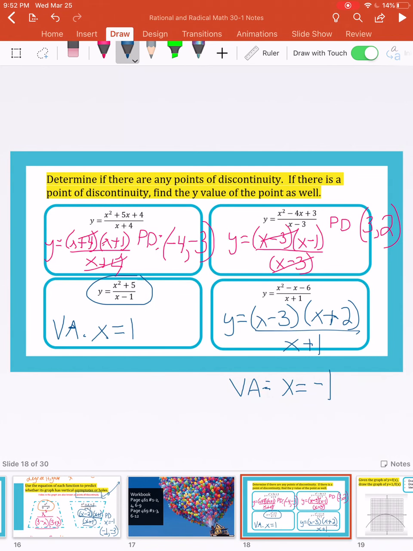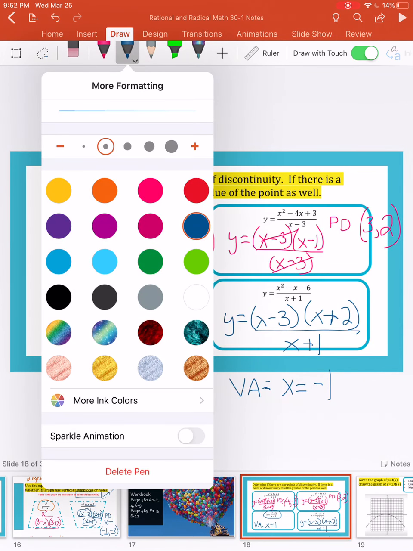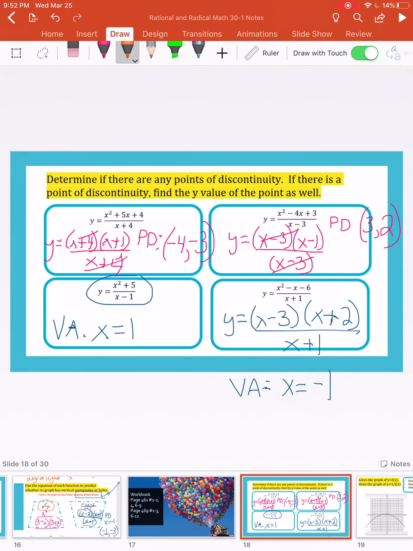Okay, and let's actually backtrack and just see if there's any horizontal asymptotes with these examples. So here in my first one, actually all of them, all 4 of these examples, the degree of the numerator is higher than the degree of the denominator. So if you look back at our last slide or what we talked about earlier, you would know that there are no horizontal asymptotes for any of these 4 examples.